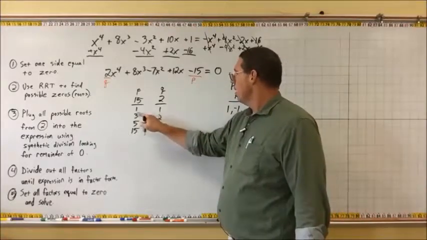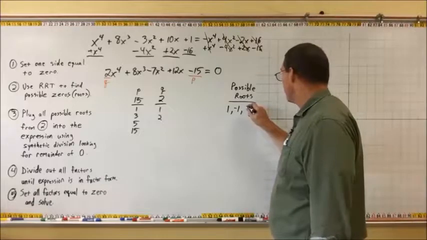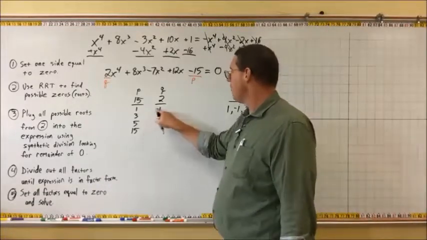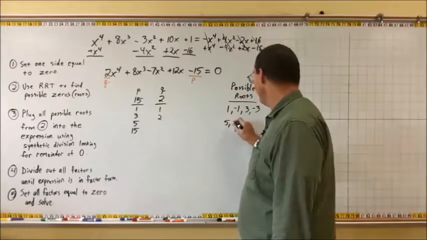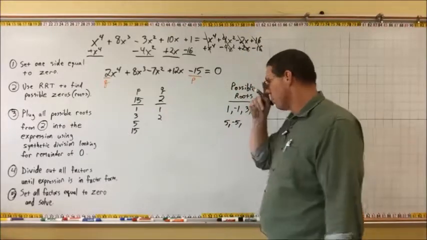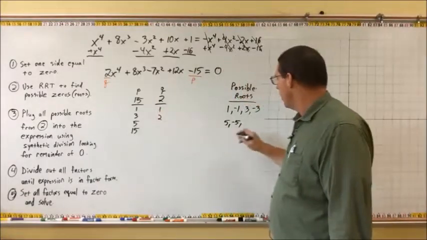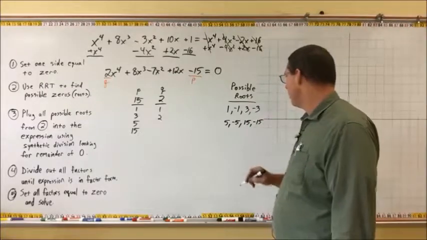All right? Now 3 over 1, so that's plus or minus 3. So positive 3 and negative 3. 5 over 1, that's plus or minus 5. That means positive 5 and negative 5 are possible roots. Then 15 over 1, so that's positive 15 and negative 15.